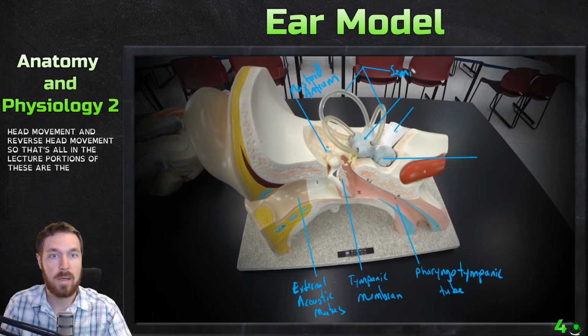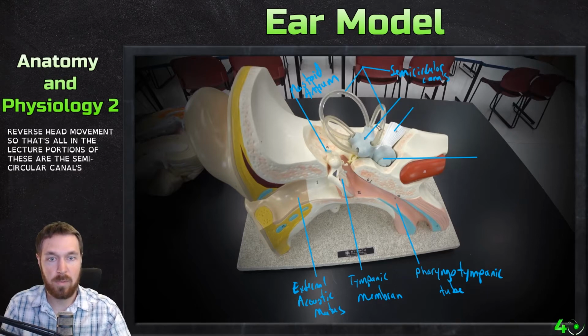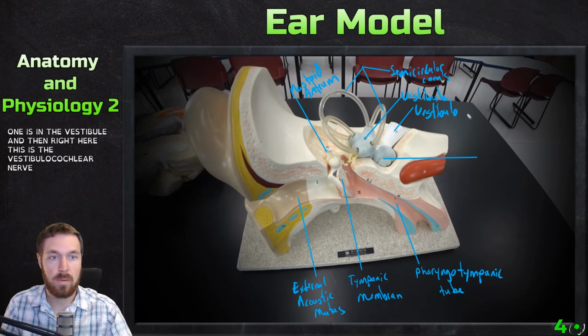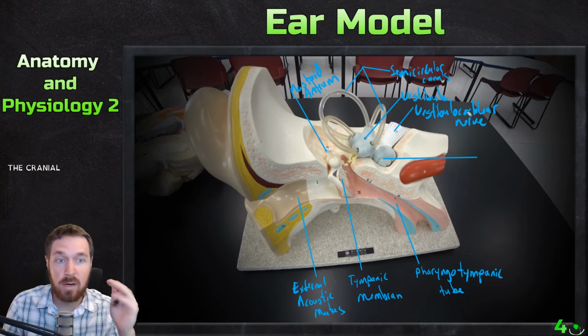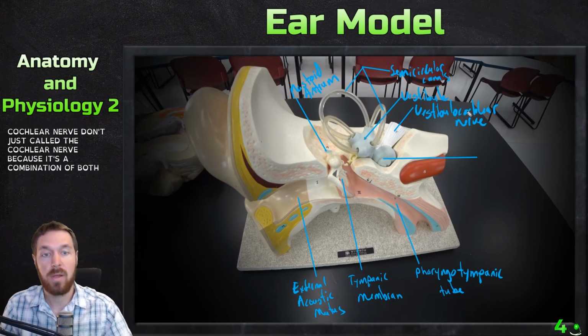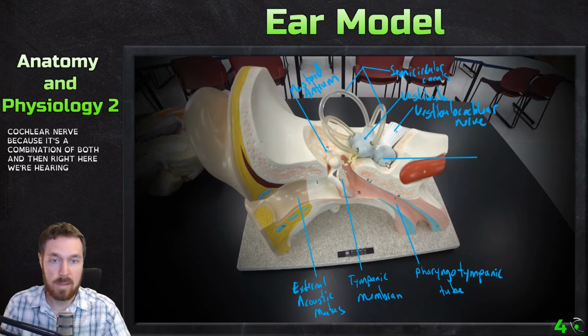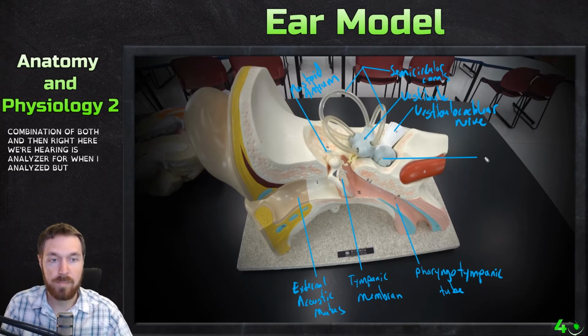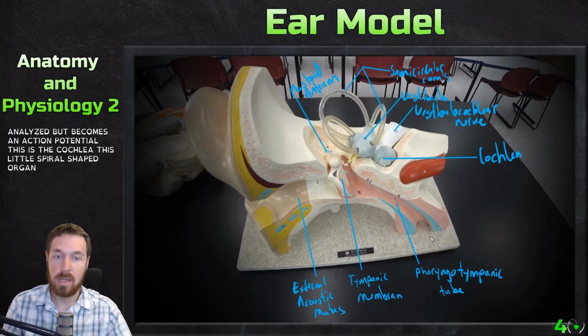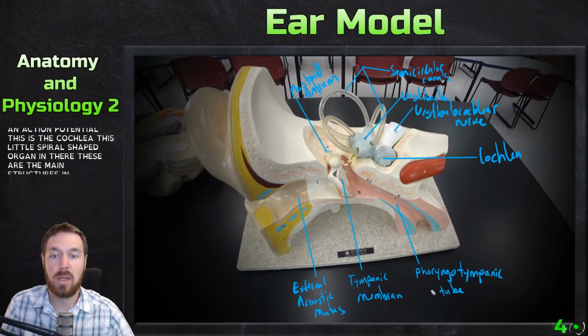So these are the semicircular canals. This one is in the vestibule. And then right here, this is the vestibulocochlear nerve. So remember, this is one of the cranial nerves, and so the vestibulocochlear nerve, don't just call it the cochlear nerve because it's a combination of both. And then right here, where hearing is analyzed, or well, not analyzed, but becomes an action potential, this is the cochlea, this little spiral-shaped organ in there. So these are the main structures in here that I want you to know.